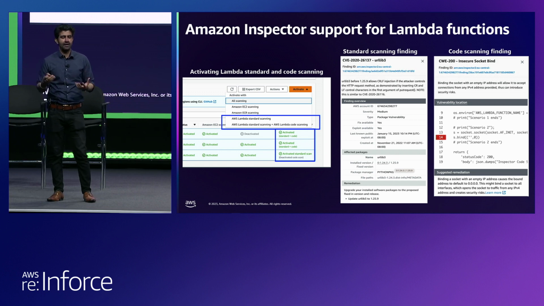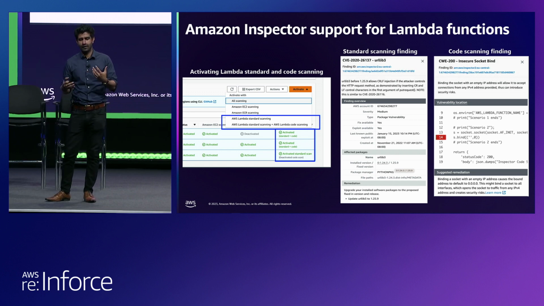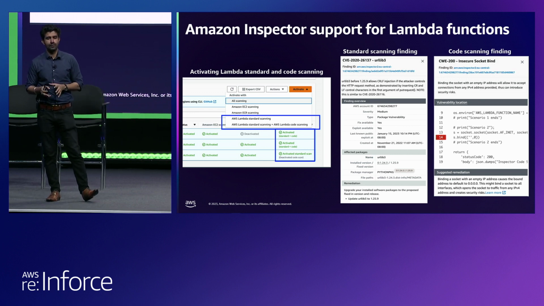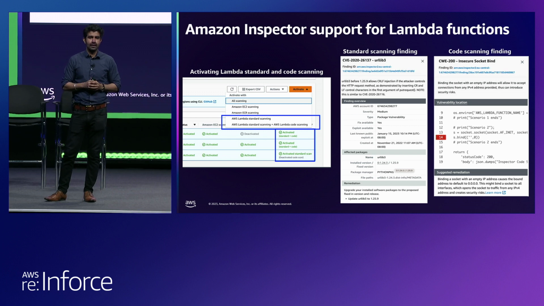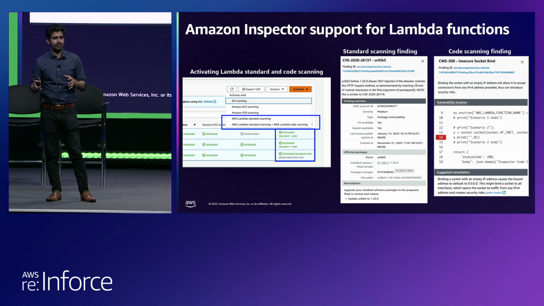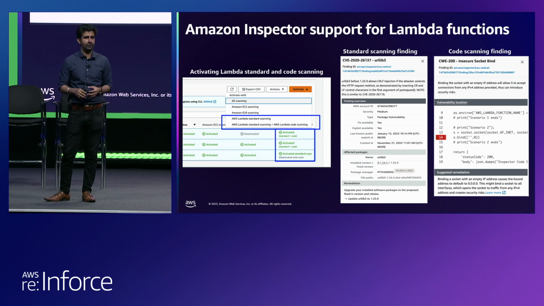So with a combination of these, we give you a lot of flexibility in how you want to enable it and what you want to see. We also have some cost optimizations built in for Lambda function scanning. For example, if you haven't invoked or updated a Lambda function in the last, let's say, 90 days, we will automatically exclude it from scanning. So we want to be cost conscious also.